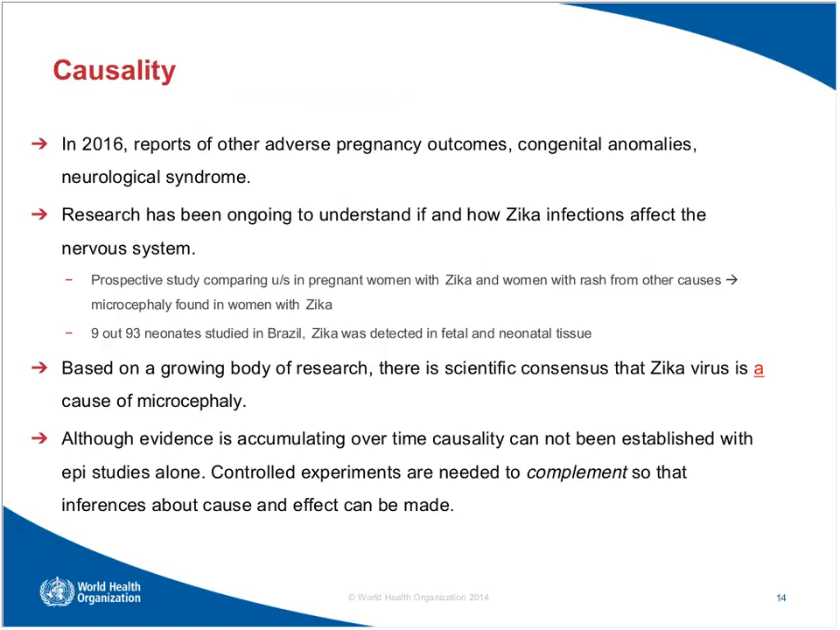But the research that has been ongoing to understand if and how Zika virus infections affect the nervous system has provided some insight. Of particular note, there's a prospective study that compared ultrasounds in pregnant women with Zika and ultrasounds in women who had rash but due to other causes, not due to Zika. What they found was that microcephaly was found more in women who had Zika. Another finding is that in 9 out of 93 neonates studied in Brazil, they found Zika in the fetal and neonatal tissue.